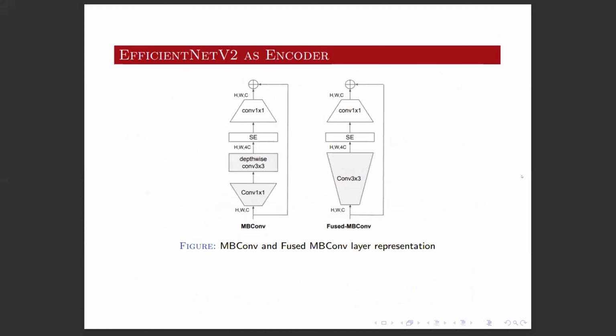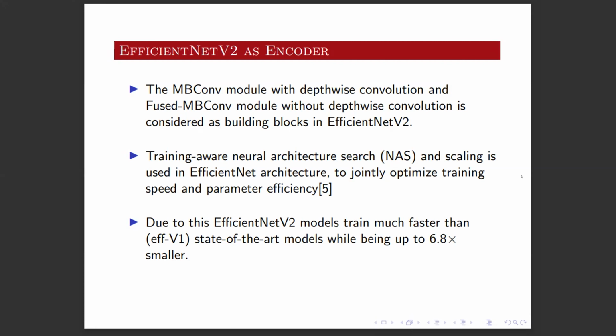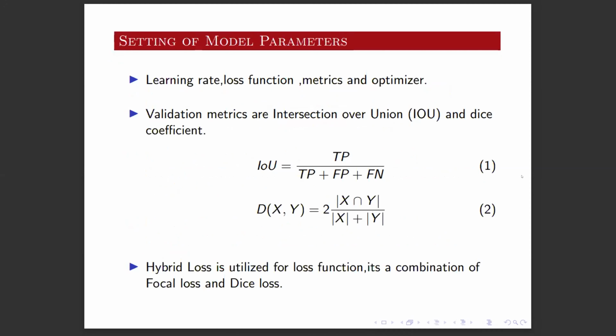With EfficientNet V2 as encoder, there is the MBConv and fused MBConv layer representation, which I will explain in the following slide. The MBConv module with depth-wise convolution, and the fused MBConv module without depth-wise convolution, are considered the building blocks of EfficientNet V2. Training-aware neural architecture search and scaling is used in EfficientNet architectures to jointly optimize training speed and parameter efficiency. Due to this, the EfficientNet V2 model trains much faster than EfficientNet V1, a state-of-the-art model, while being up to 6.8 times smaller.